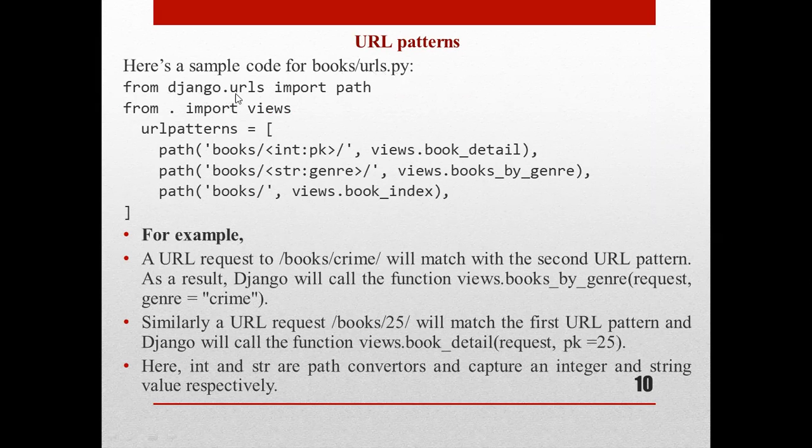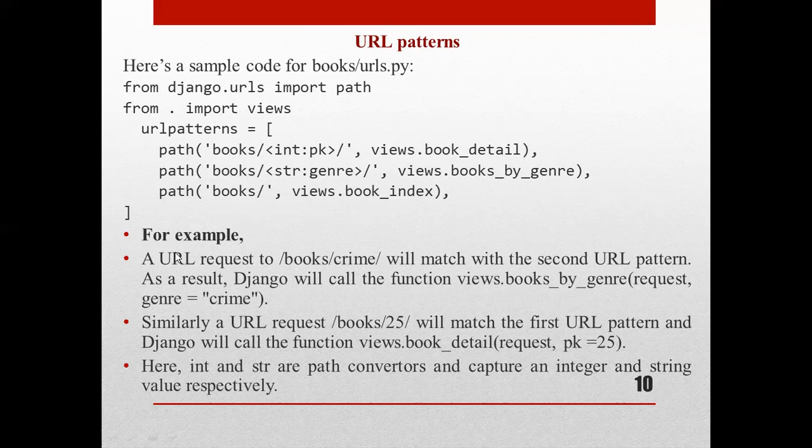From django.urls we import the path function, and from this package we import the views. Here are the URL patterns. The urlpatterns consist of the path function: path('books/<int:pk>/', views.book_detail), then path('books/<str:genre>/', views.book_by_genre), then path('books/', views.book_index). So here we specify some URL patterns.